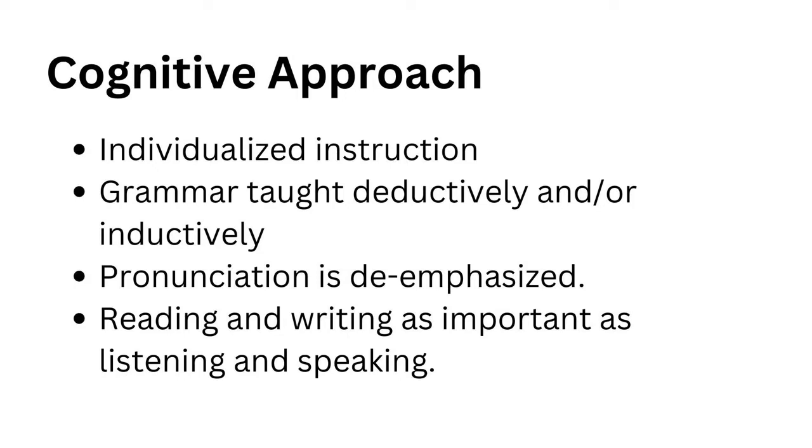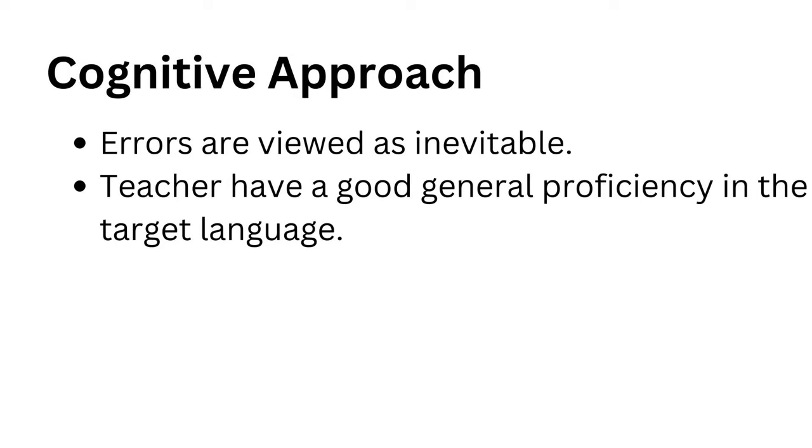Reading and writing are as important as listening and speaking. These four macro skills are given emphasis in this approach as well, since cognitive adheres to rule acquisition, so it is important that the learners employ these four. Errors are viewed as inevitable, since this will help the teacher to understand what rules should be explicitly taught. And lastly, in this approach, teachers are expected to have a good general proficiency in the target language as well as an ability to analyze the target language.